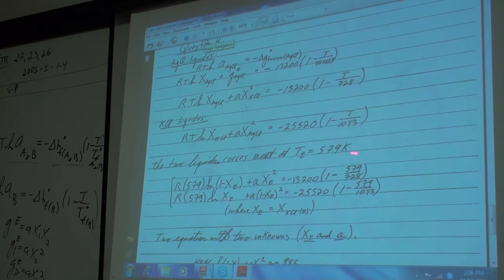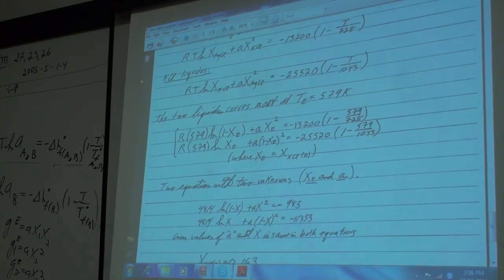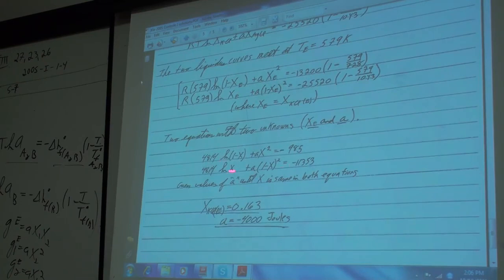So now I have two equations with two unknowns, X eutectic and A, which I can solve by an iterative process. These are the two equations here. Solve it iteratively and you can get the composition and the regular solution parameter.